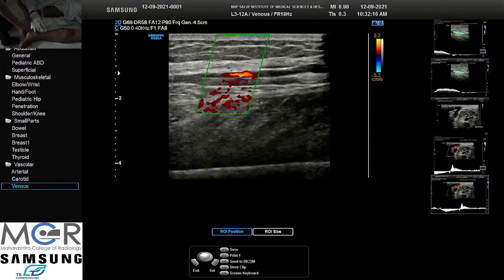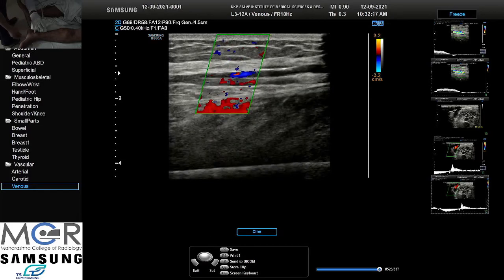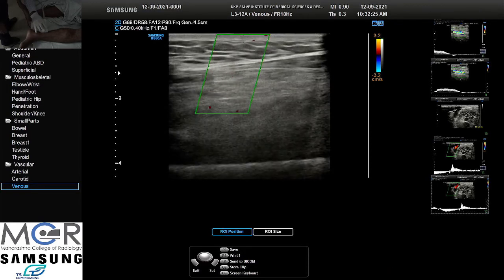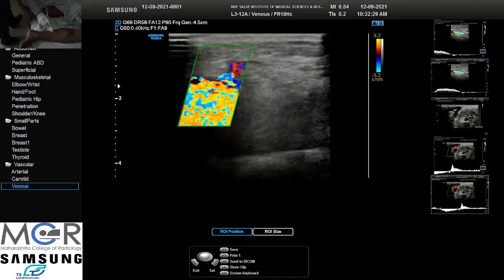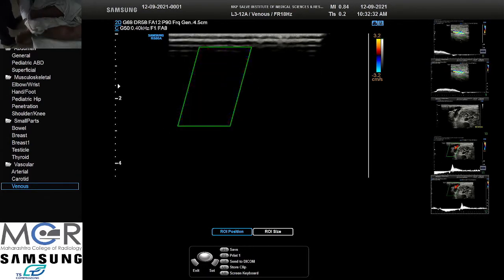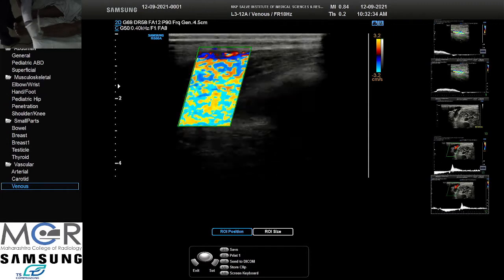Compress. Yes. So that is the vein down. The red one is the artery, and a vessel that fills momentarily, that is a posterior tibial vein. So there is no deep venous thrombosis. We'll see the anterior tibial.